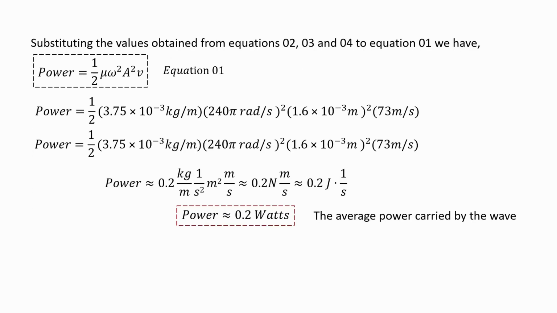We then substitute the solved values obtained using equations 2, 3, and 4 into equation 1 to solve for the power. We get that the power is about 0.2 watts. This is the average power carried by the wave on the piano string.